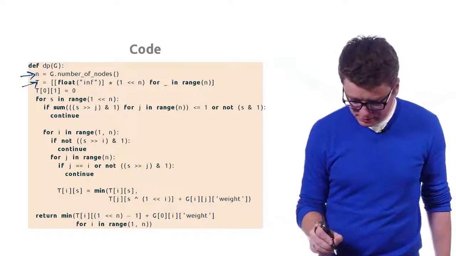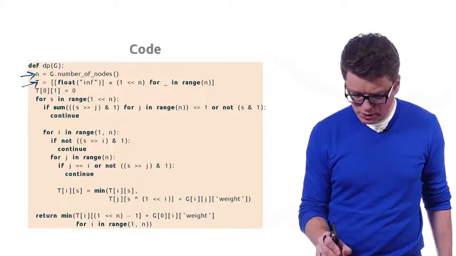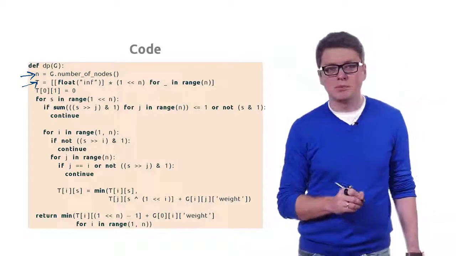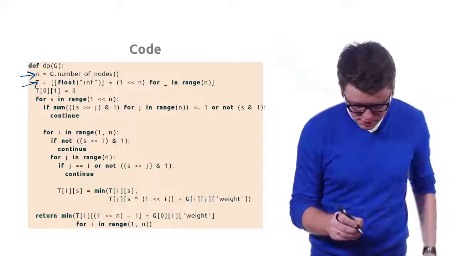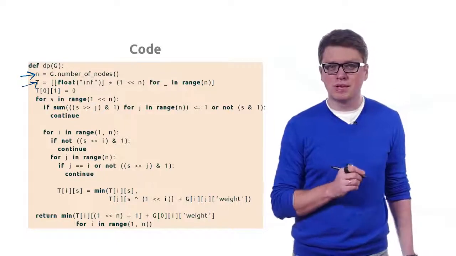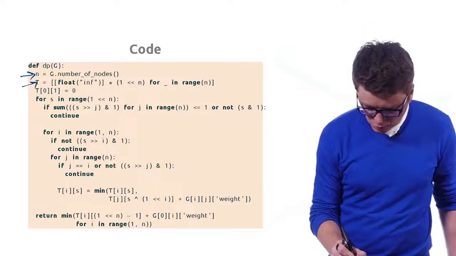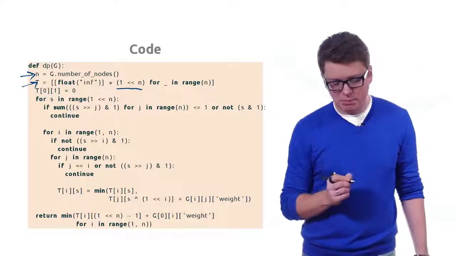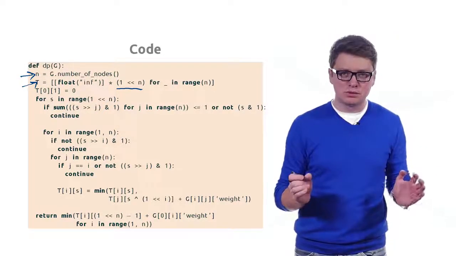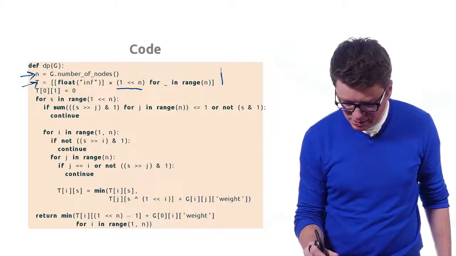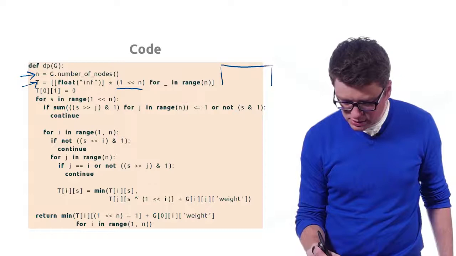Its rows are indexed with integers from 0 to n minus 1. Its columns are indexed with all the numbers from 0 to 2 to the n minus 1. Why is that? Well, this notation, 1 shifted to the n positions to the left, is exactly 2 to the n. So what happens in this line is that we create a table like this.